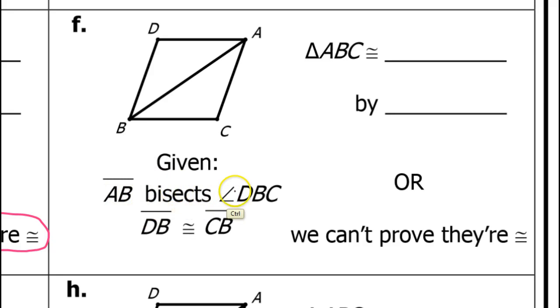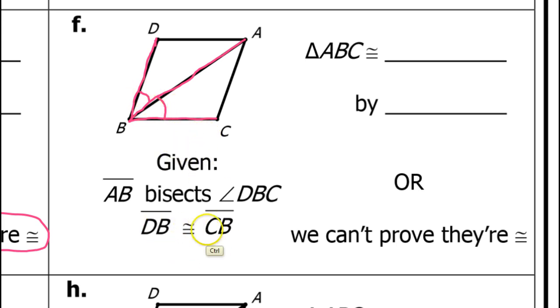AB bisects DBC. So look at the angle that is being bisected. This is the angle that we are cutting in half. DBC is the angle that is being bisected. And here is segment AB that comes along and splits this angle in half. So this angle will be split into two congruent parts, and these are the parts that will be congruent.